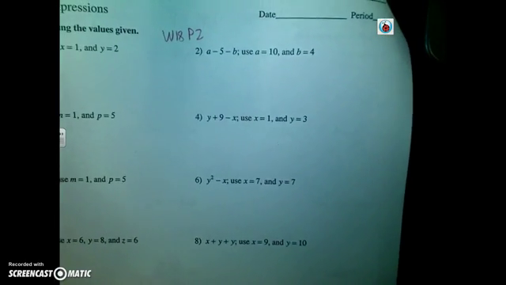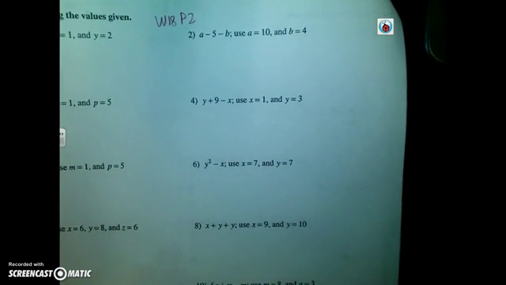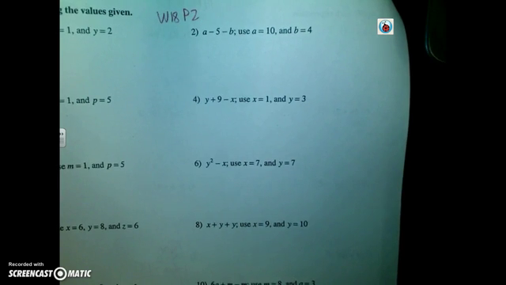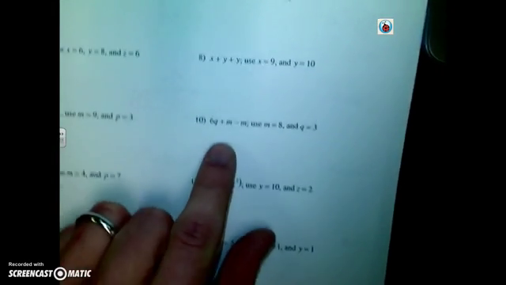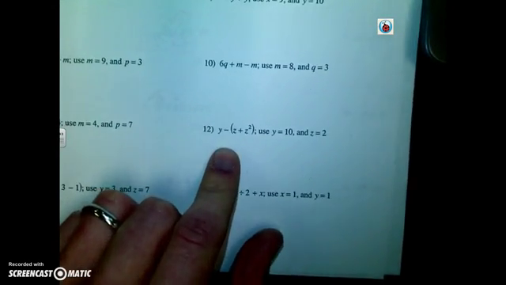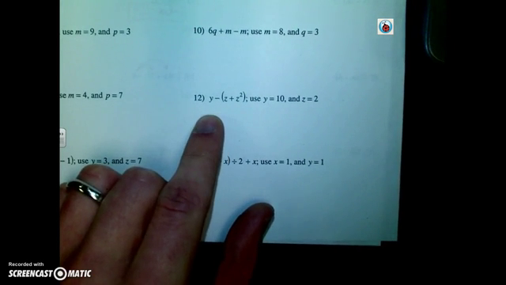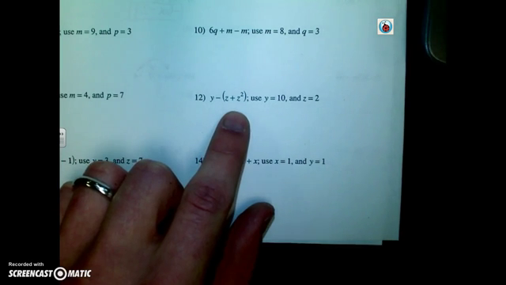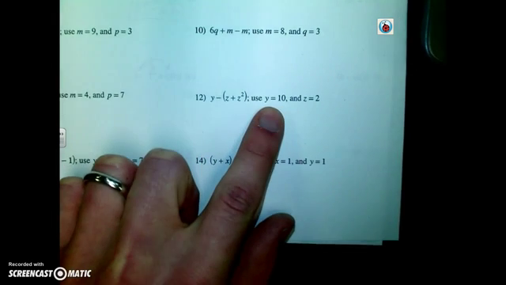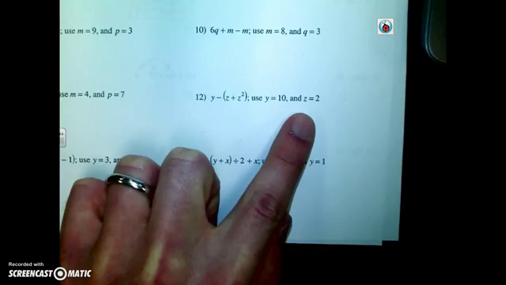So page 2 here for us, this is us doing some evaluating. Now all it's asking us to do is go through and replace the different variables with the numbers that they say they are. So for example, let's come down here. It's saying y minus, and then parentheses, z plus z squared, and then close parentheses. Every time you see a y, it's a 10. Every time you see a z, it's a 2.